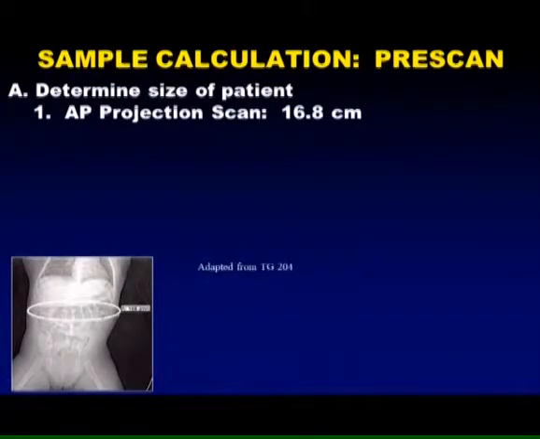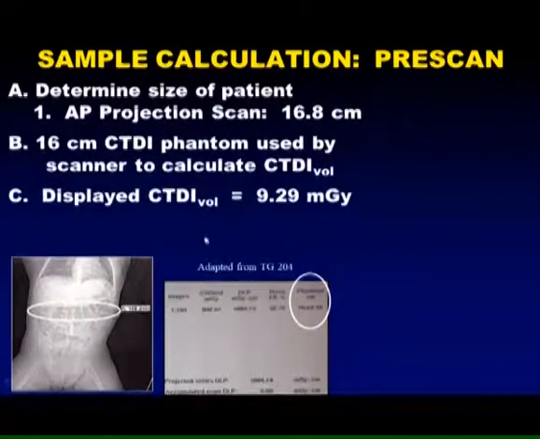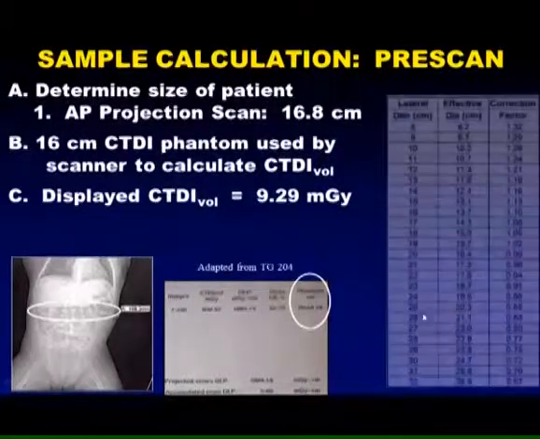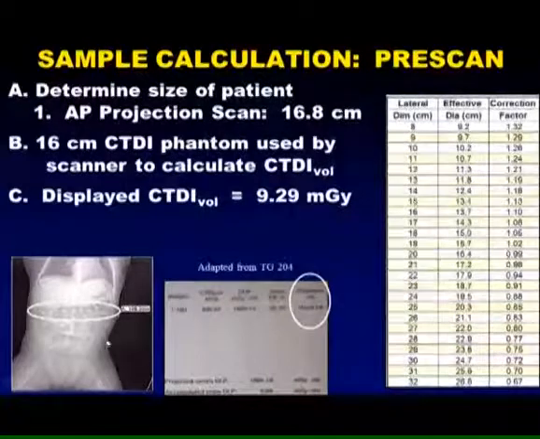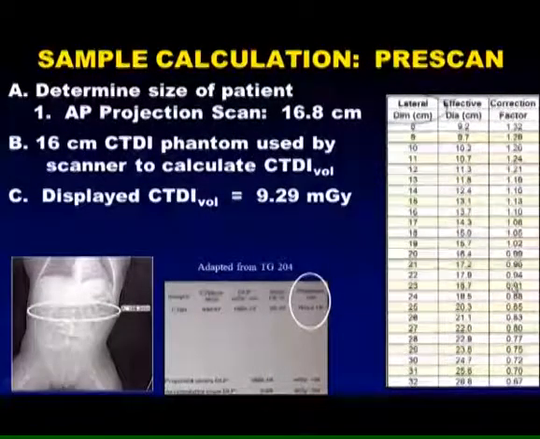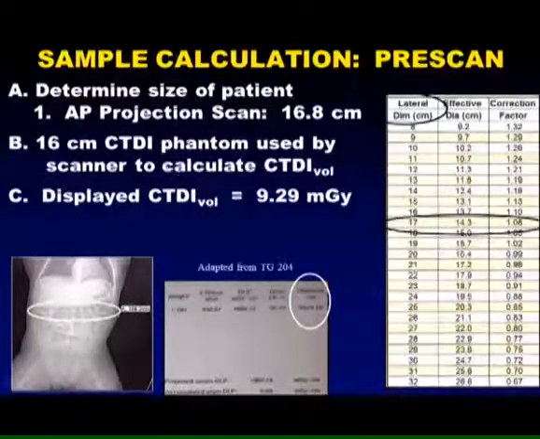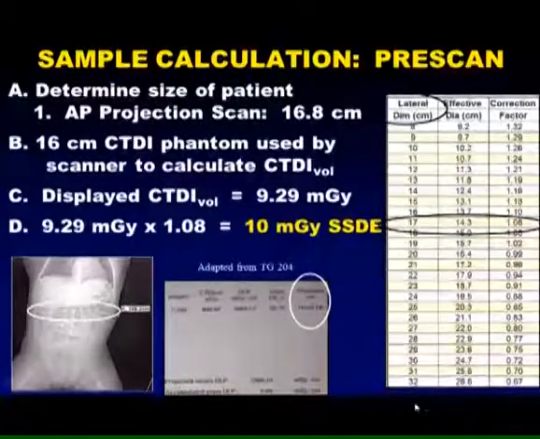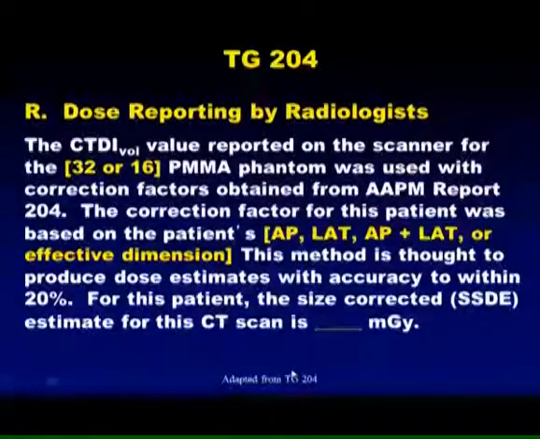So how does the calculation work? Let's assume that here's my projection scan. My dimension is 16.8 centimeters. The CT scanner used the 16 centimeter phantom. The displayed CTDI vol was 9.3 milligray. Here's the correct table because this was a lateral dimension. I come over here and I select 17, and I have a correction factor of 1.08, and I come up with an SSDE of 10 milligray.